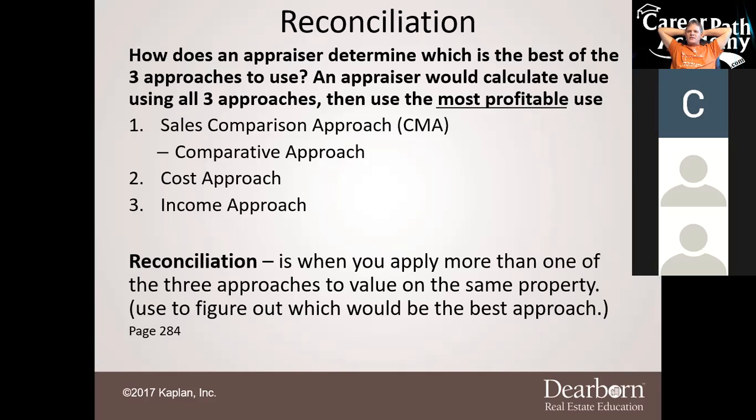Right. So what is it called when you do both approaches to determine which approach at the end of the day is the one that you should use? It's called reconciliation. So I just gave you an example of reconciliation. Use two approaches. When you apply more than one of the three approaches to value to the same property, it's called reconciliation. And then which approach would you use at the end? The most profitable one, or most valuable approach.